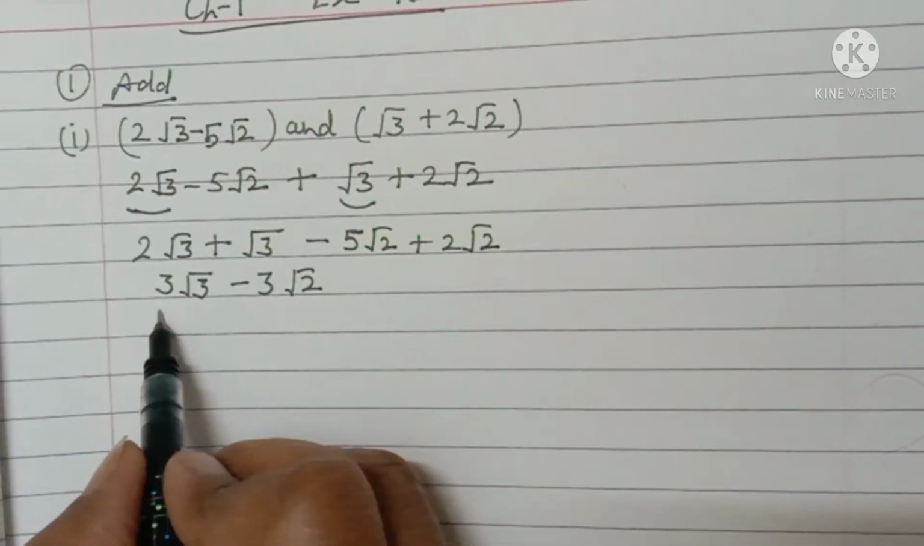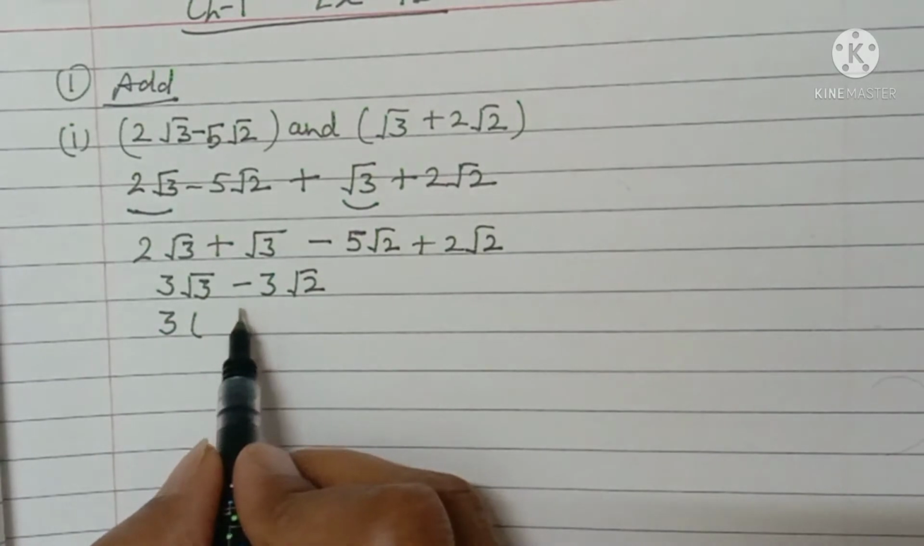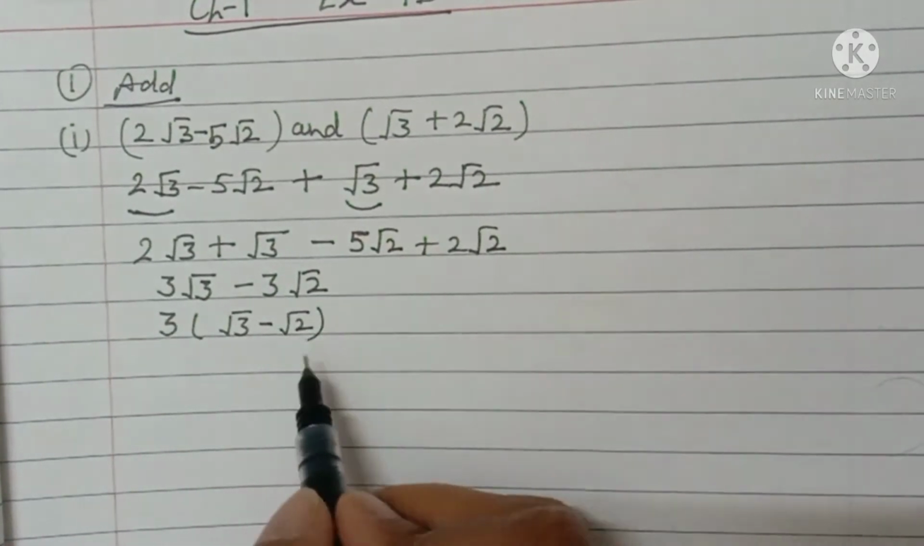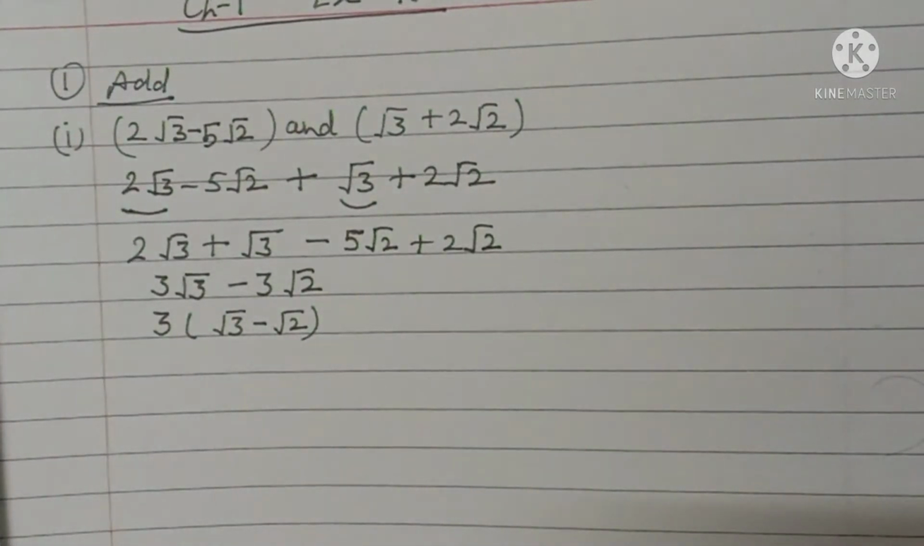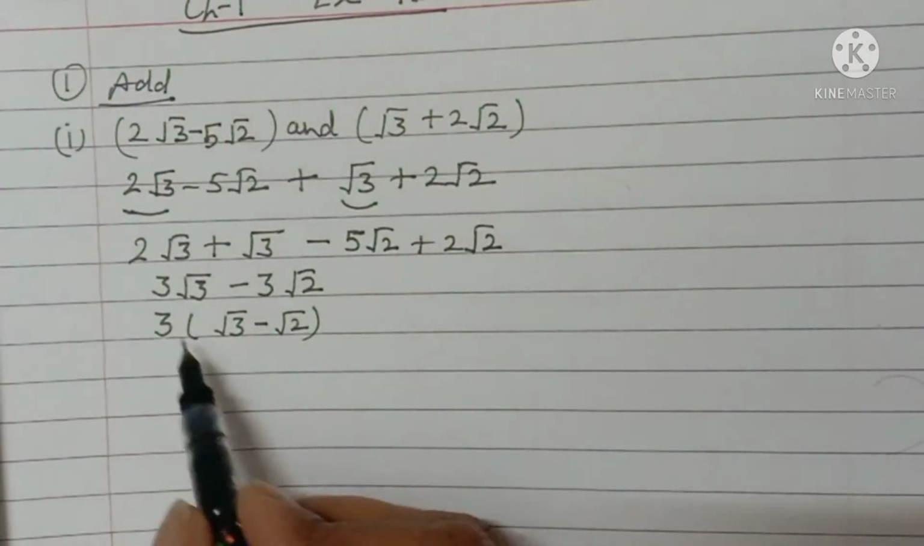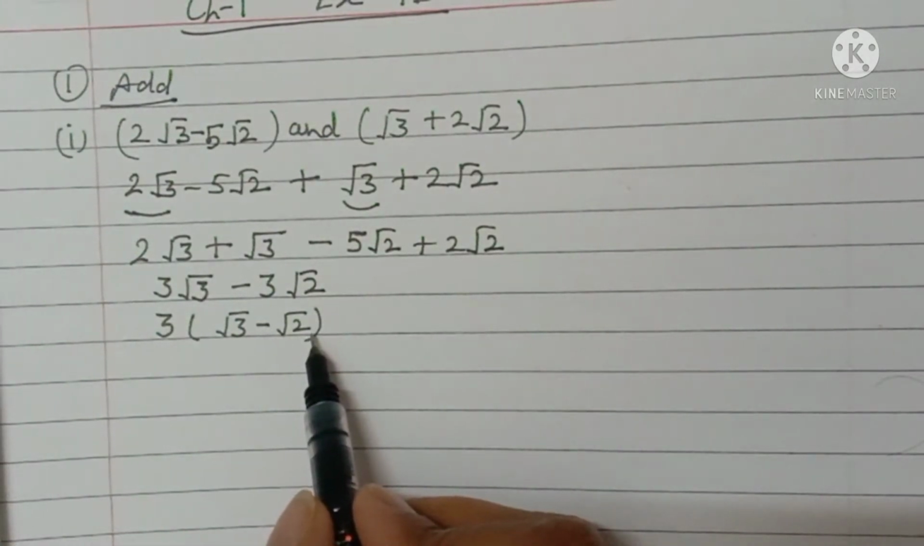You can take 3 common from these two, so you will get under root 3 minus under root 2 in the bracket. Now this is your answer. You can write the answer like this, or this is also correct.